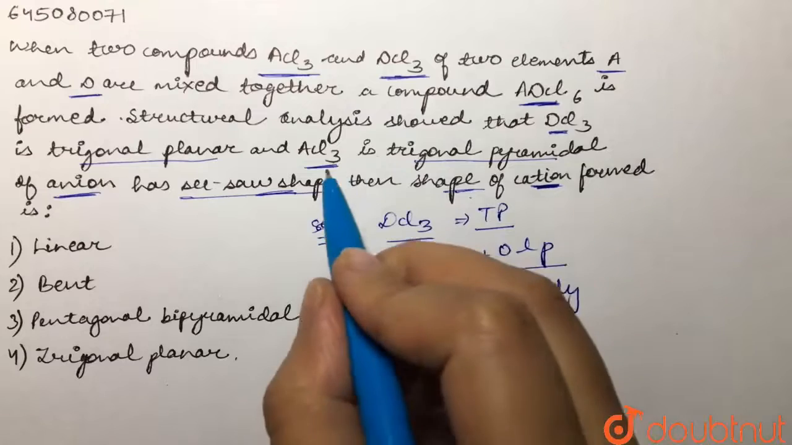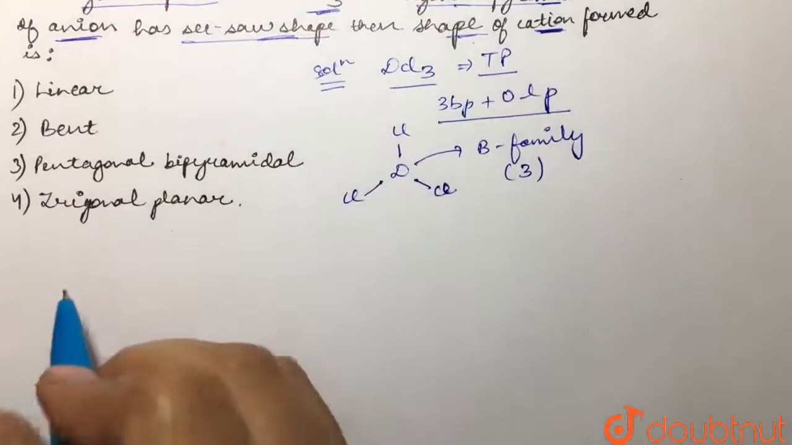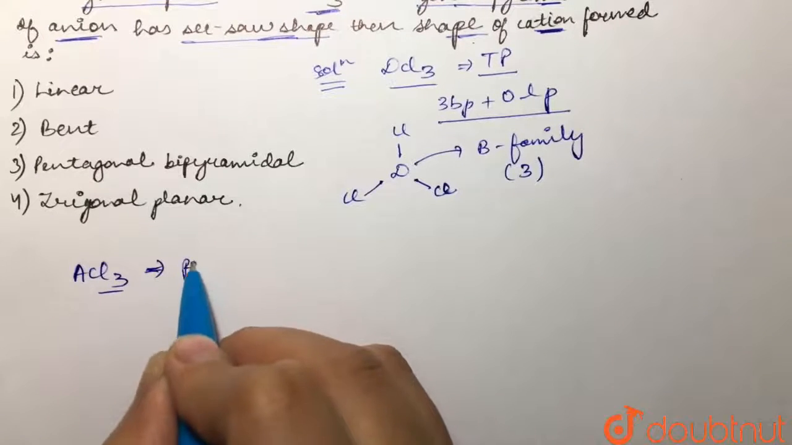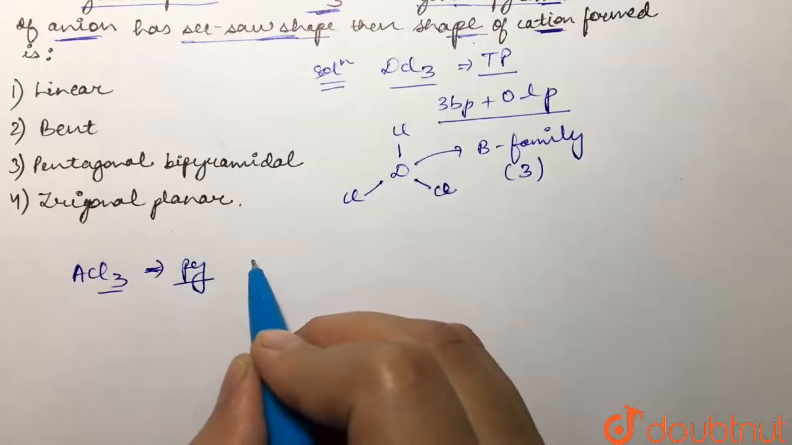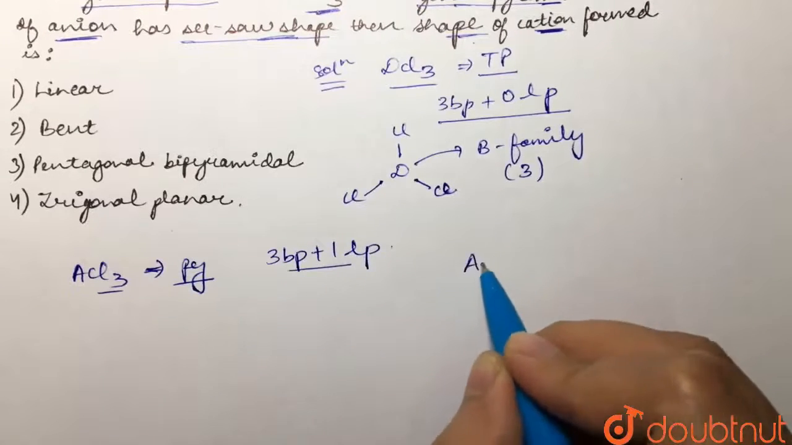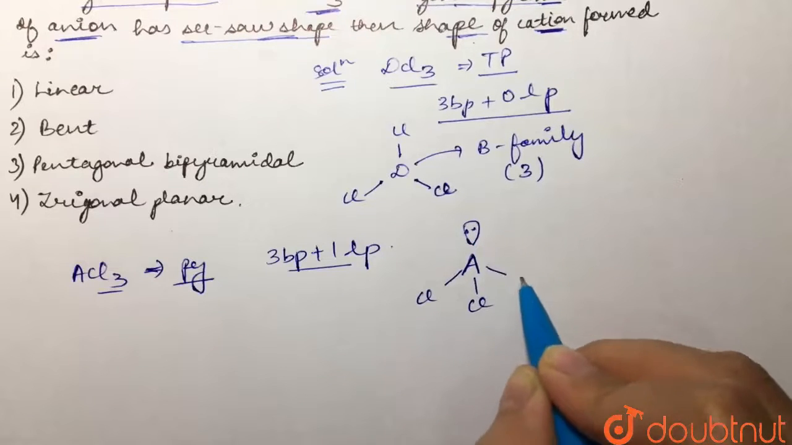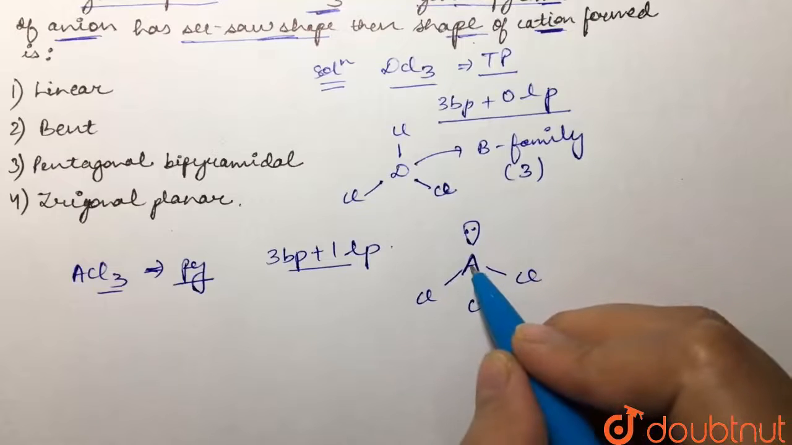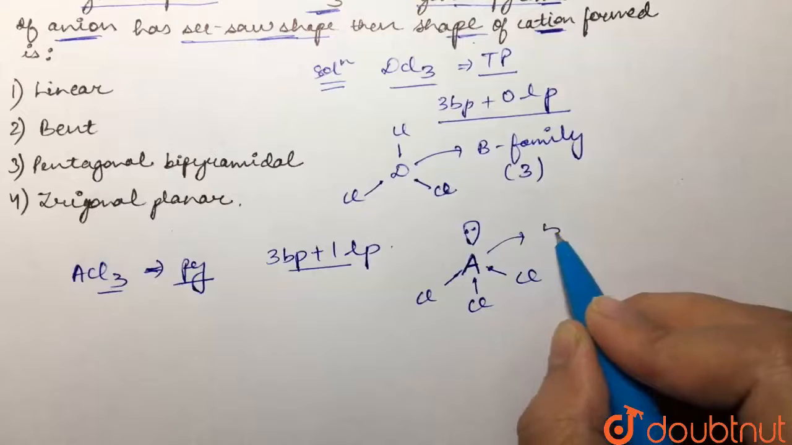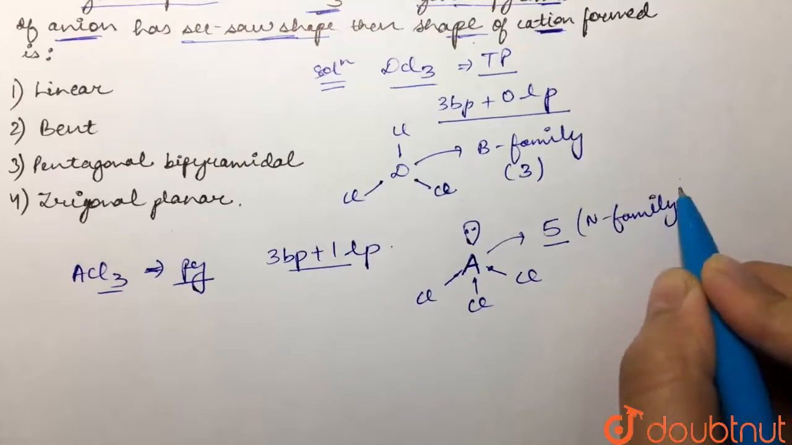Then they are saying that ACl3 is trigonal pyramidal. When we have a pyramidal type of geometry, we have 3 bond pairs and 1 lone pair, right? So the shape that it would have would be like this. We have 1 lone pair and 3 bond pairs with chlorine. Now over here, this particular element A has 1, 2, 3, 4 and 5 valence electrons with it. It has 5 valence electrons, that means it belongs to nitrogen family.